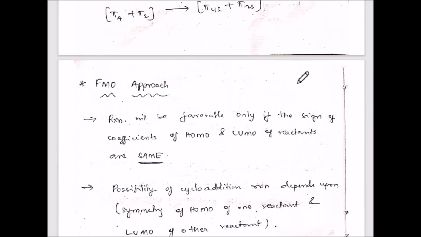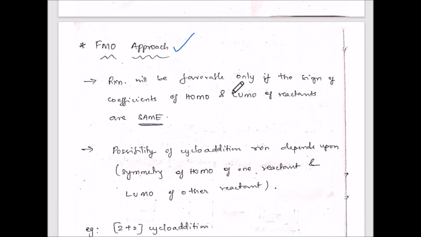Let's go into the FMO approach. This gives a correct idea about whether the reaction takes place thermally or photochemically, right? Let's go to the details. In this FMO approach, the reaction will be favorable only if the sign of the coefficients of HOMO and LUMO of the reactants are the same. In electrocyclic reactions also we saw the same thing, right? The FMO approach considers the HOMO and LUMO of the reactants, so that is what we are going to take here also. Here the sign of the HOMO and LUMO of the reactants should be the same. It is simply like this: if it is plus over here, then the sign is the same, and only then can you form a bond, right?